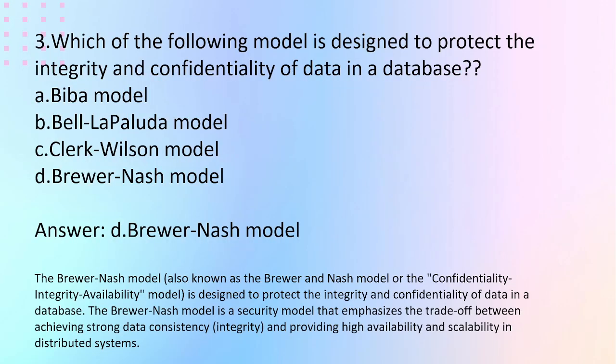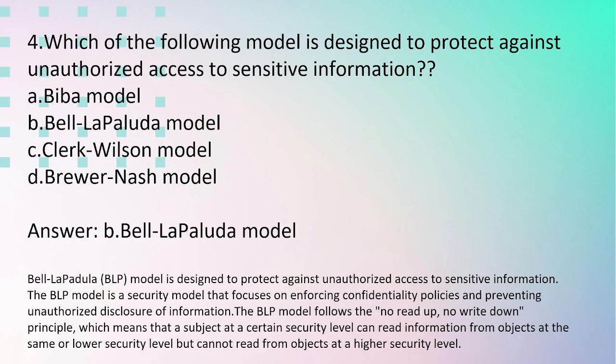Next, which of the following models is designed to protect the integrity and confidentiality of data in a database? And the answer is the Brewer-Nash model. It is also known as the Brewer and Nash model or the confidentiality integrity availability model. It is designed to protect the integrity and confidentiality of data in a database. So the answer is the Brewer-Nash model.